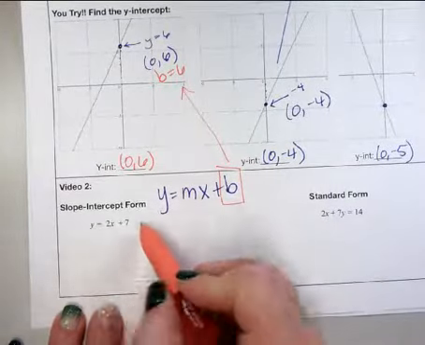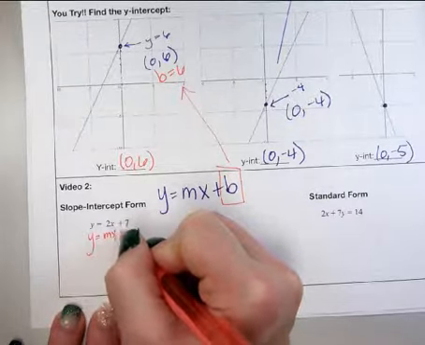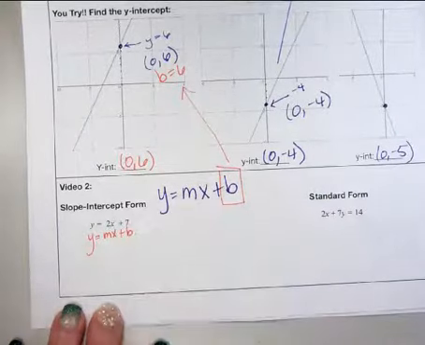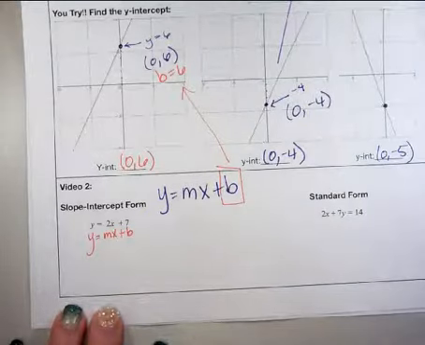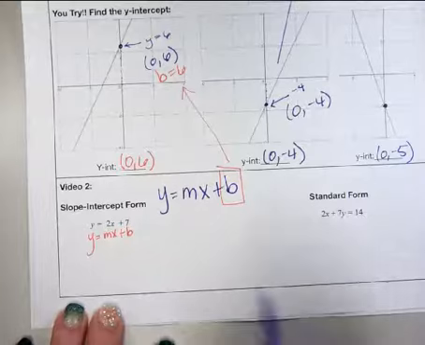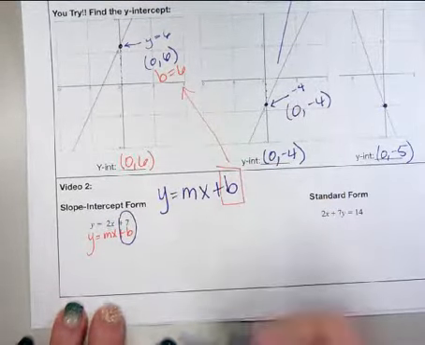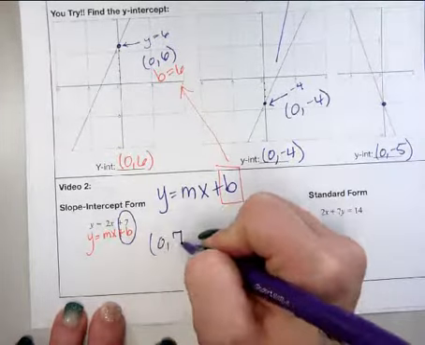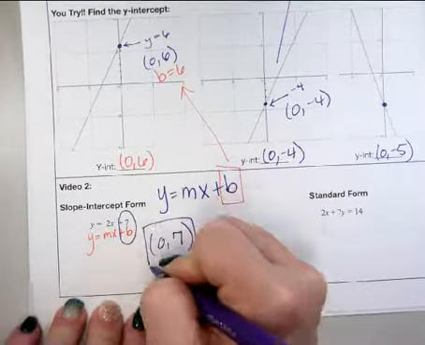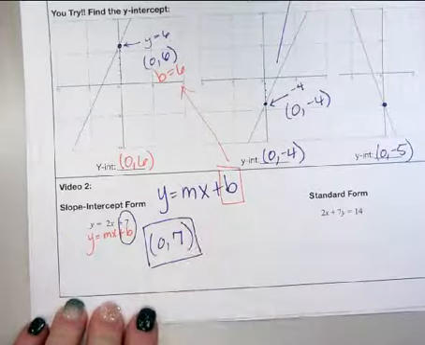So if we look here, y equals mx plus b. Well, what's in the b position? Yeah, 7. 7 is in the b position. So right here, we know already that our y-intercept is 7. 0, 7. Ta-da! And you're like, Miss, what about the 2? Yeah, the 2 is the m, which is slope, and we're going to talk about that in another video.